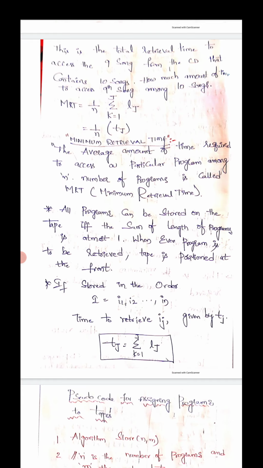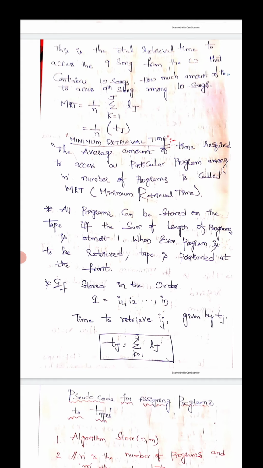is said to be the minimum retrieval time. What is the minimum retrieval time? The average amount of time required to access a particular program among n programs is said to be the minimum retrieval time. So all programs can be stored on the tape if the sum of the lengths of programs is at most L. Whenever a program is to be retrieved, the tape is positioned at the front.